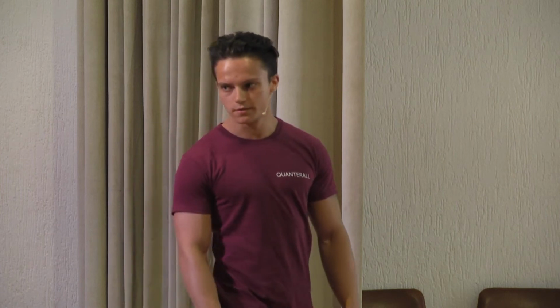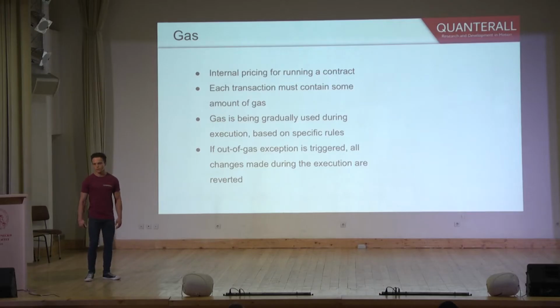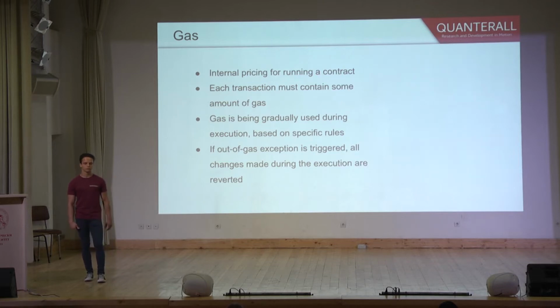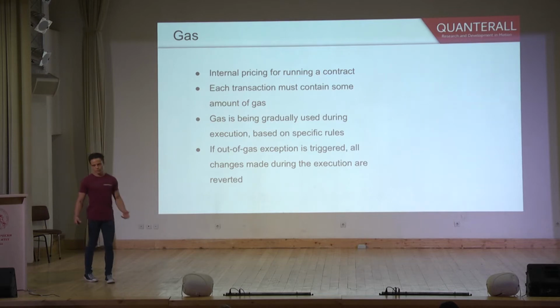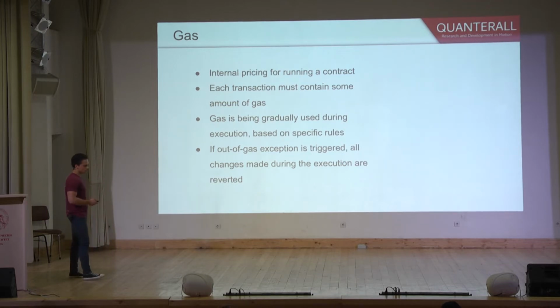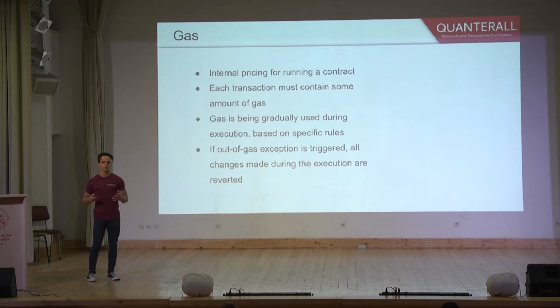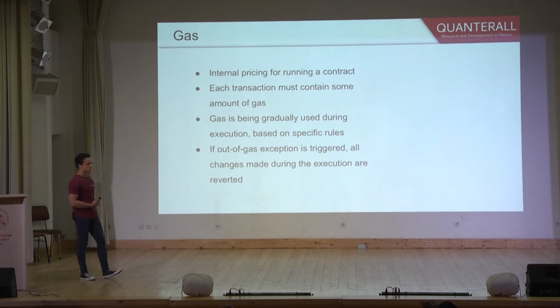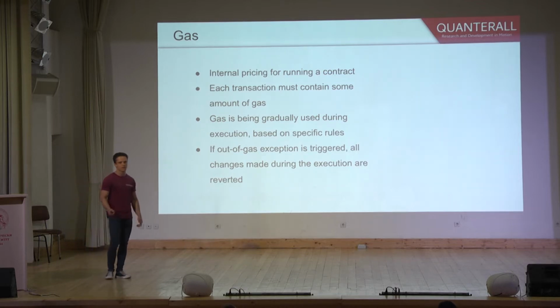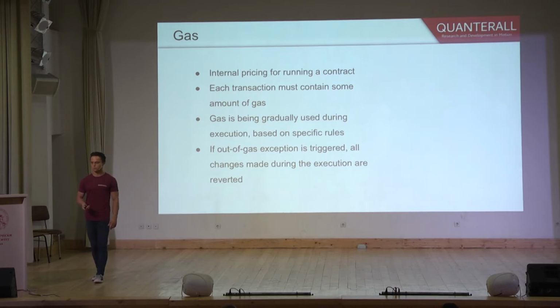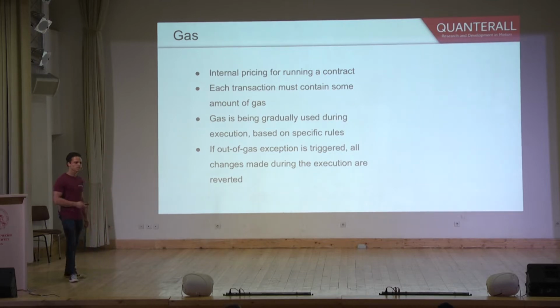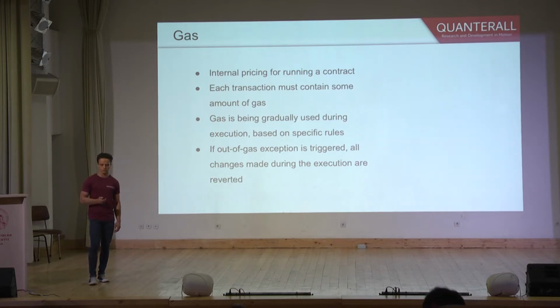So what limits the execution? As I said, that's the gas parameter, which by definition is the internal pricing for running a contract. And of course, the calling transaction must provide some amount of gas. During execution, the gas is gradually used by the virtual machine according to specific rules. And when an out-of-gas exception is triggered, which could be a pretty normal case, all changes made during the execution are reverted to the caller state.